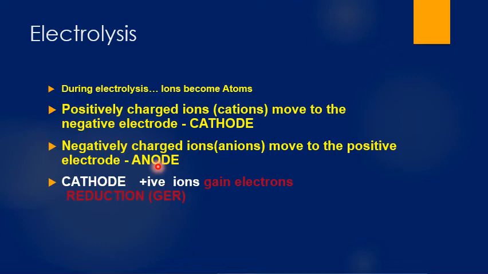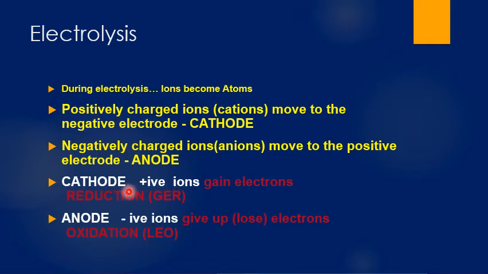Summarizing, positive ions are going to be gaining electrons by reduction. Remember we said gain of electrons is reduction. This is going to be happening at our cathode. The positive ions will be gaining electrons at the cathode. At the anode, the negative ions are going to be giving up or losing electrons. Remember, loss of electrons is called oxidation.